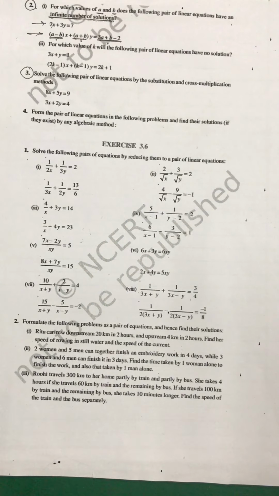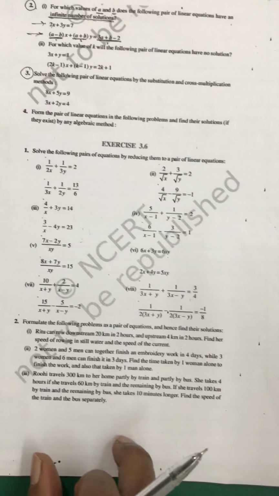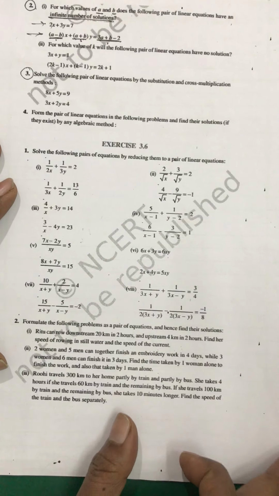Word problems related to dividend is equal to quotient into divisor plus remainder, those type of questions. So I will group all the questions together and I will solve them together so that you understand and have a better idea about them. Okay, my dear students, so in this way we finish with this. Of course, exercise 3.6 is a very interesting exercise.